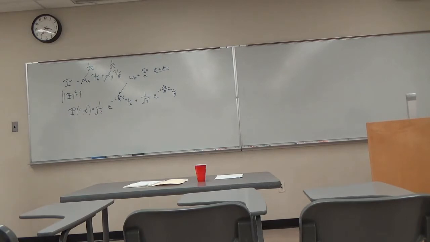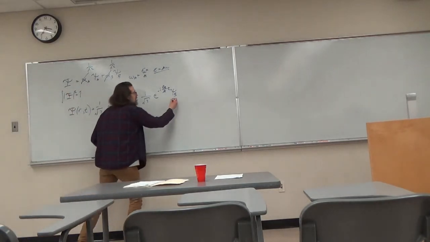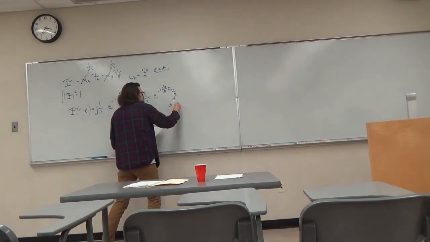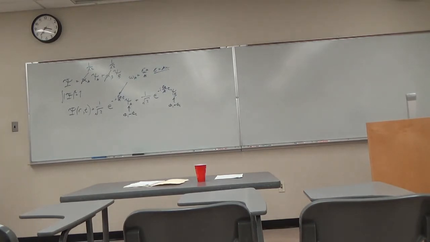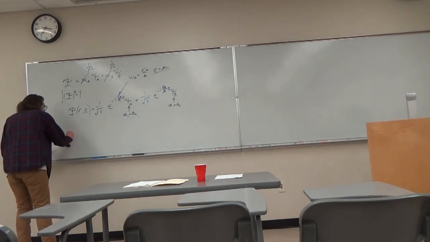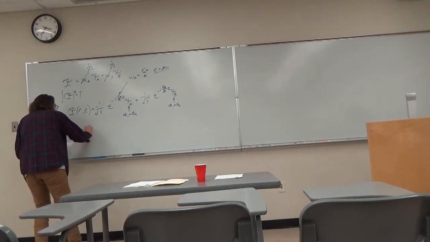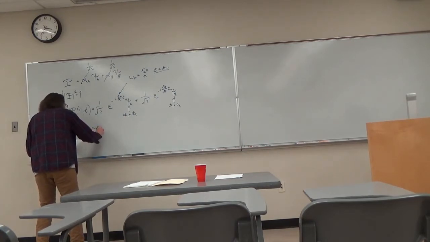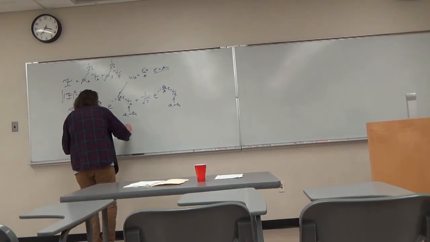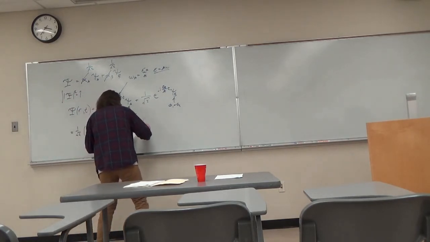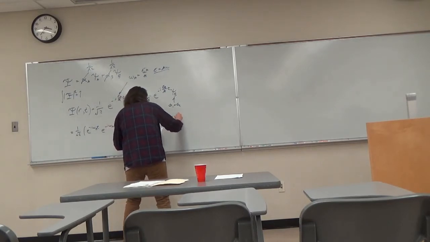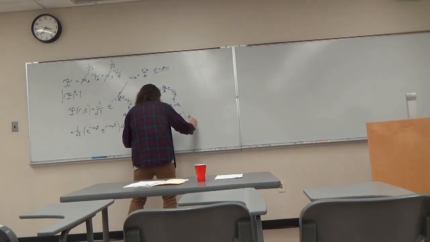Now let's substitute in for the antibonding and the bonding states, V1 minus V2 and V1 plus V2. If you do that and collect the terms, you wind up with something that looks like 1 over square root 2 [e to the minus i omega b t plus e to the minus i omega a t] times V1 plus 1 over square root of 2 [e to the minus i omega b t minus e to the minus i omega a t] times V2.